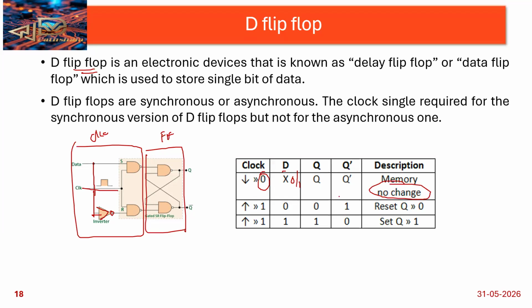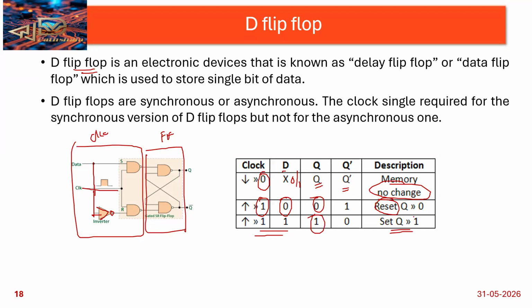I'm not taking any value. Whatever the Q value is there, whatever the Q bar value is there, same values will be stored here. And then whenever clock is there, D value is there means, so here reset and set conditions only there. D is 0 means it is operating like a reset condition. Reset condition means your output will be 0 only. And then a set condition, if your D flip flop is 1, I'm setting the value is 1.